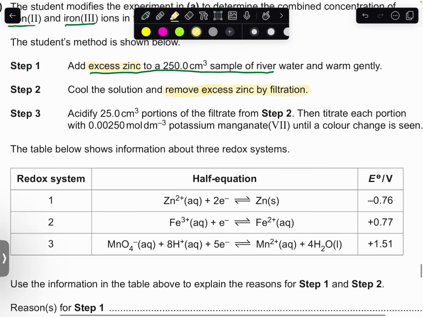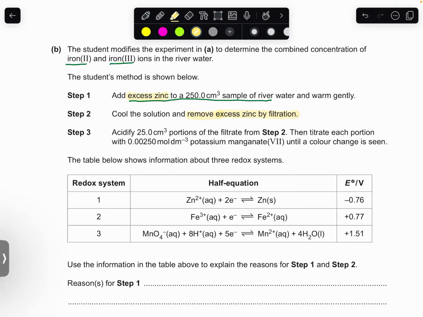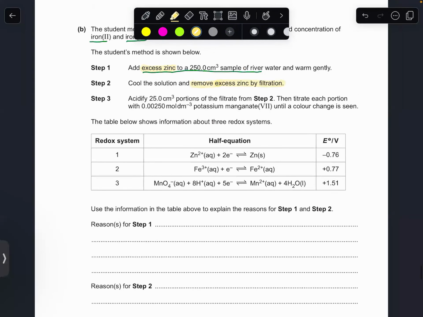Acidify the portions, and then titrate each portion with the potassium manganate solution until a color change has occurred. Now we've done step 3. We did a redox titration calculation. This question focuses more on why steps 1 and 2 have taken place. To explain what's taken place, we need to use the 3 redox systems provided and their corresponding electrode potential values. Now you see the reasons for step 1.